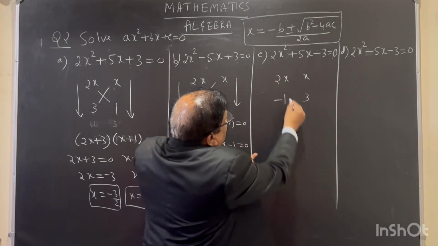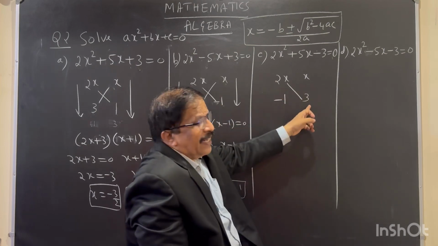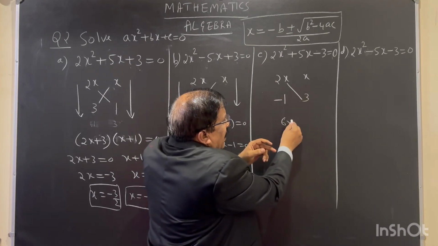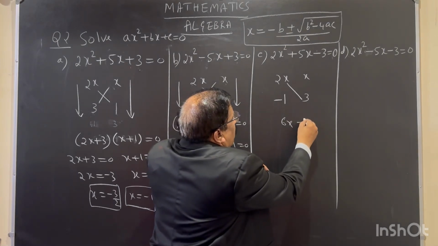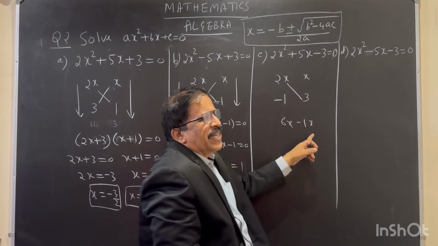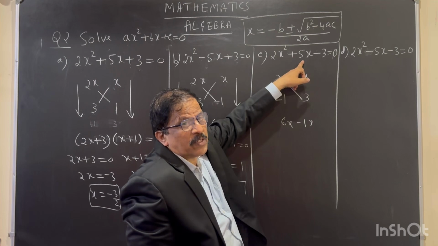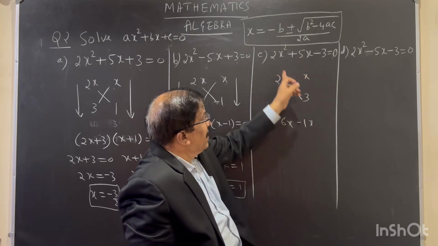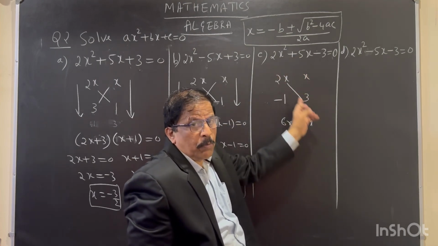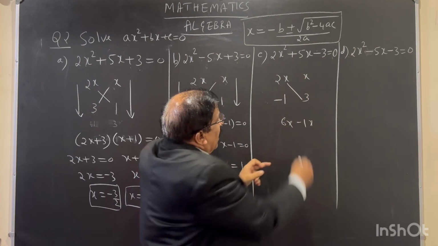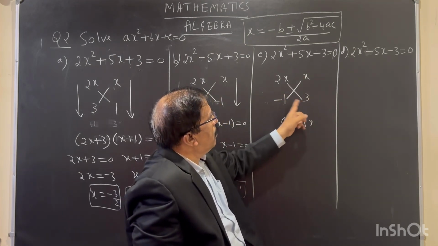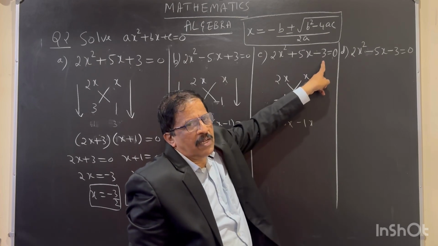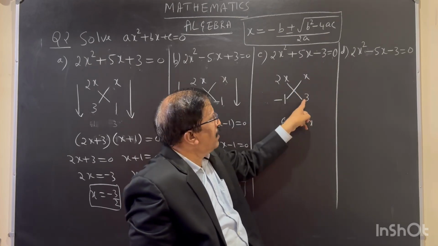I put minus to this because I want to get plus 5x, right? So this way multiply 2x into 3x is equal to 6x, correct? Plus minus x, minus 1x. So 6x minus 1x is equal to plus 5x. So if I want to get plus, the larger number should be plus and the smaller number should be minus. So one plus, one minus, because of this minus 3.